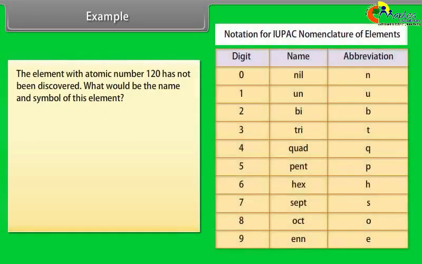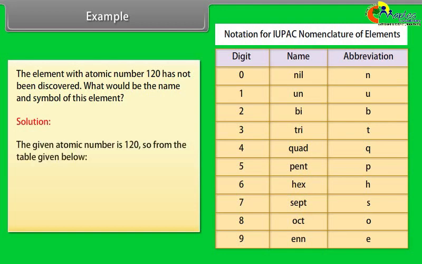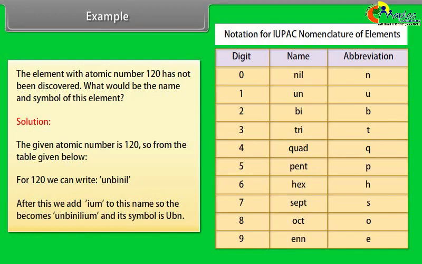Example: the element with atomic number 120 has not been discovered. What would be the name and symbol of this element? Solution: the given atomic number is 120, so from the table given below, for 120 we can write unbenyl. After this, we add -ium to this name, so it becomes unbenylium and its symbol is Ubn.